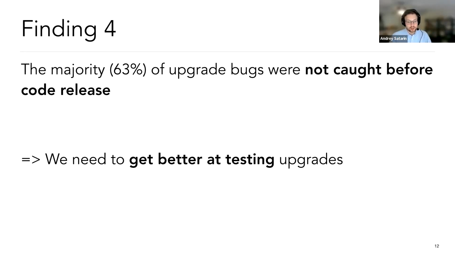And even though they're easy to observe, 63% of them are not caught before the release. So the whole premise of the paper is we need to get better at testing for those upgrades, and we need to come up with some other solutions to find those before they make it to release, which the authors are working towards.